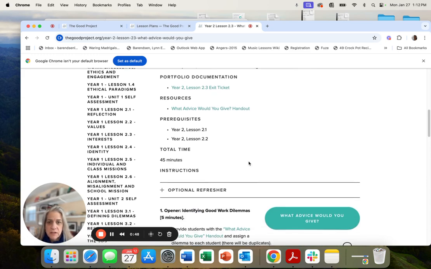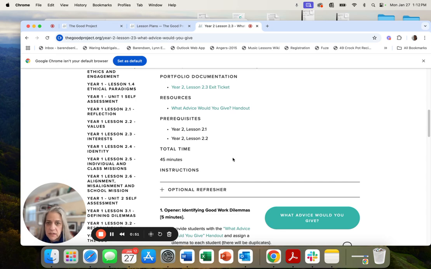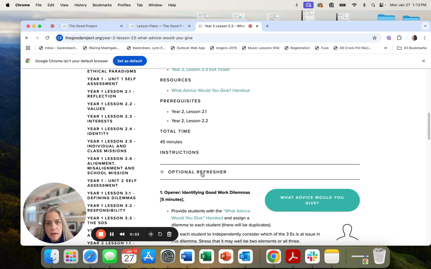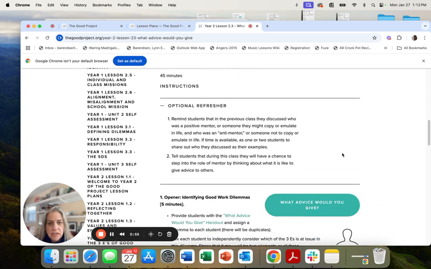The prerequisites are the first 2 lessons of this unit around role models. An optional refresher here is to remind the students of the previous lesson. Depending on how much time it's been since you had the previous lesson, it's good to remind them what you discussed about who is a positive mentor or someone they might emulate in life, who might be an anti-mentor. And then tell students that during this class, they'll have a chance to step into the role of mentor themselves, and think about what it's like to give advice to others.